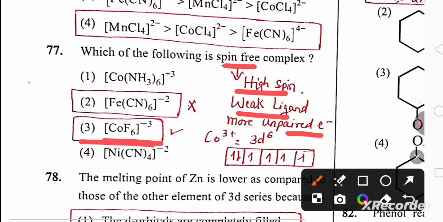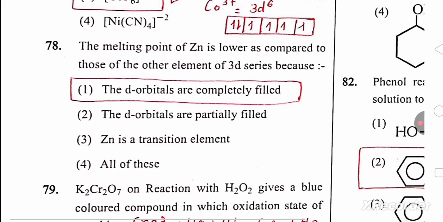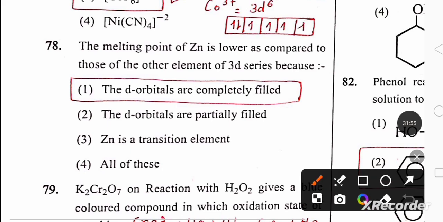If you see the electronic configuration, cobalt will be in +3 oxidation state. It will be having 4 unpaired electrons, so it will be having spin. It is a spin-free complex. Next one is an easy question. The melting point of zinc is lower because it is having completely filled d orbital.